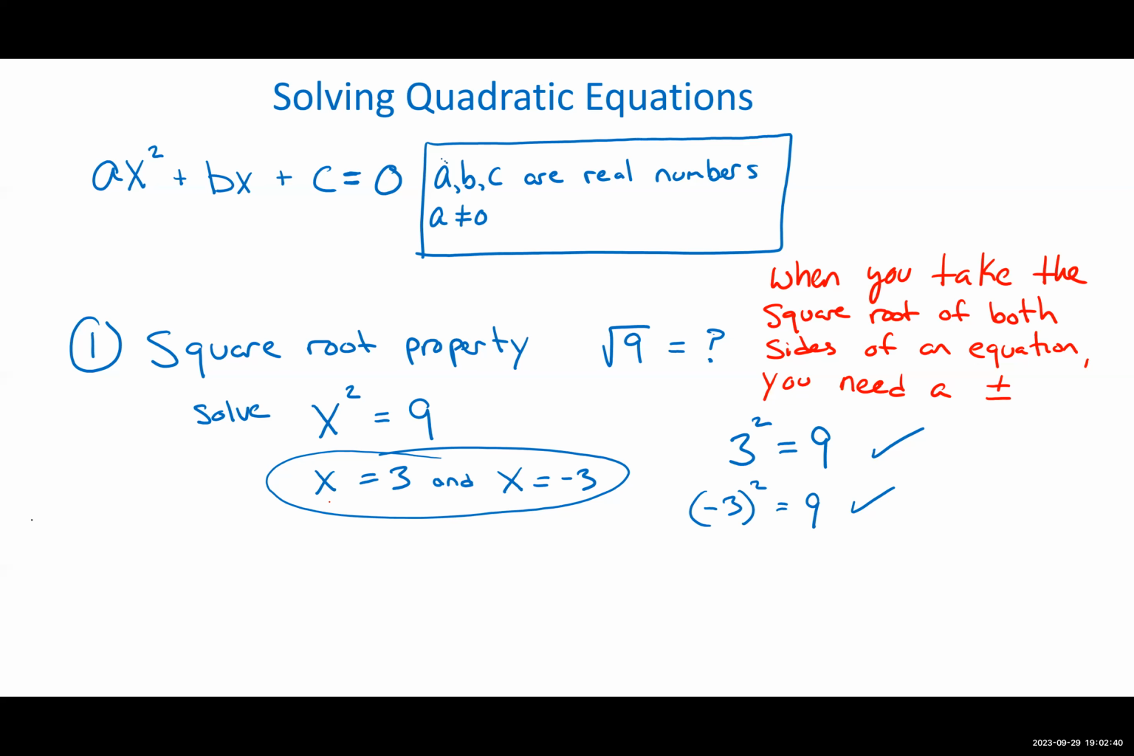So another way of saying x equals 3 and x equals negative 3, a more compact way of saying that, is x is equal to plus or minus 3. So that's two answers right there. X equals plus 3 and x equals minus 3. Positive 3 and negative 3. Okay, so that's the square root property.